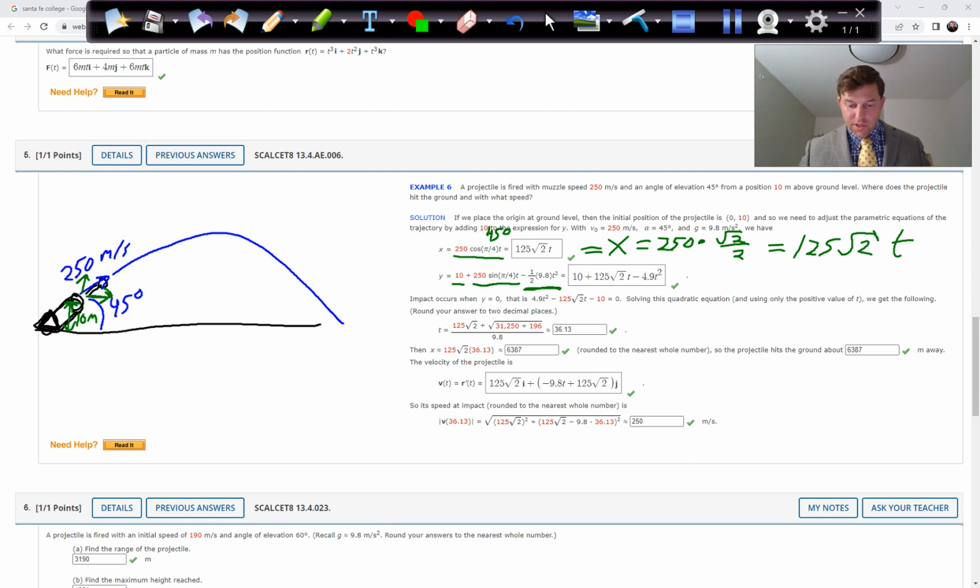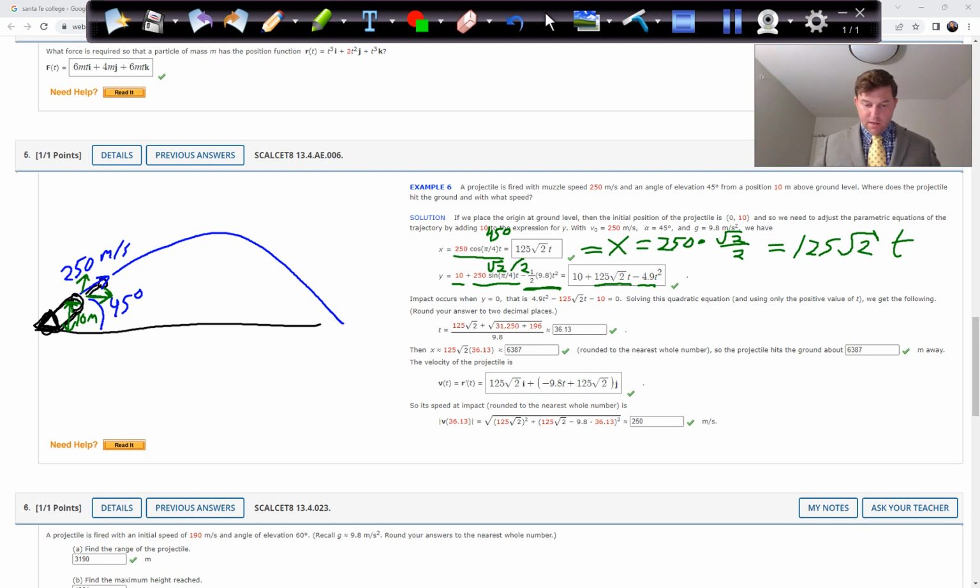So if you just figure that sine of pi over 4 is also root 2 over 2, you're going to get the same thing: 10 plus 125 root 2 t, it's the exact same as the x term, minus 1/2 of 9.8, which is 4.9 t squared. Okay.